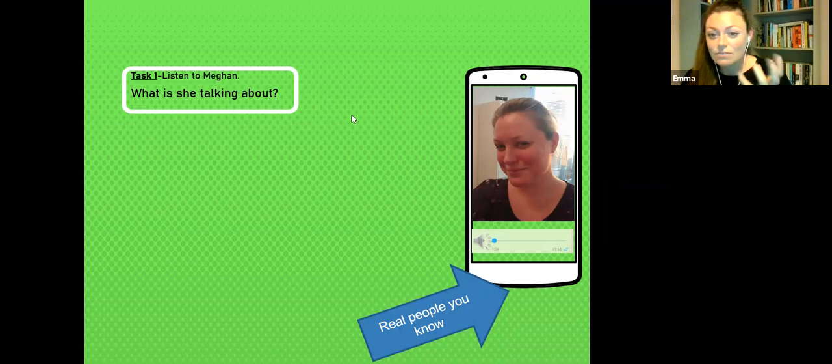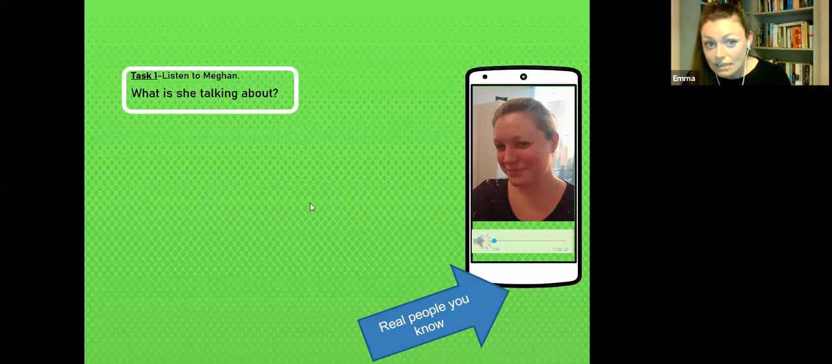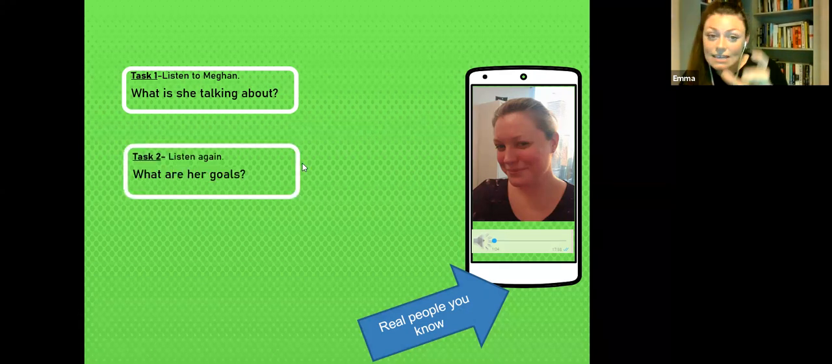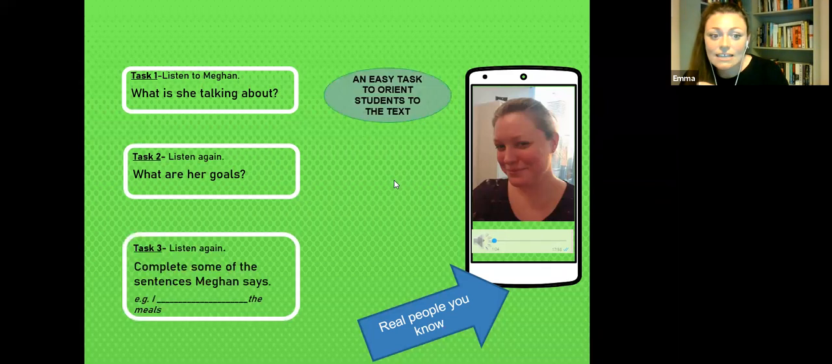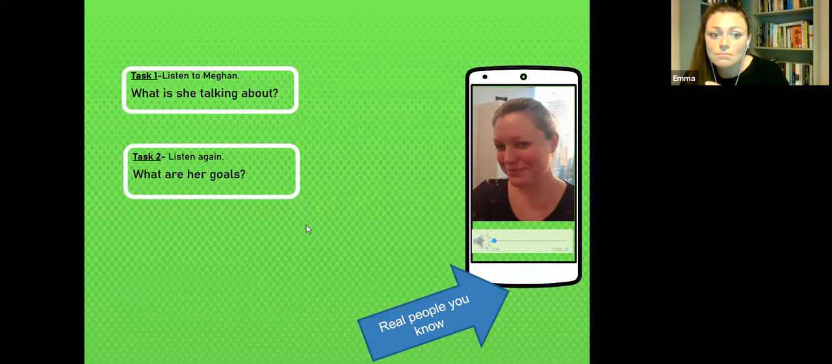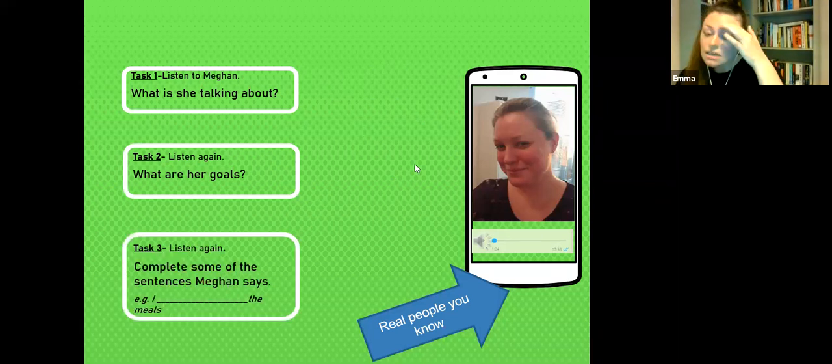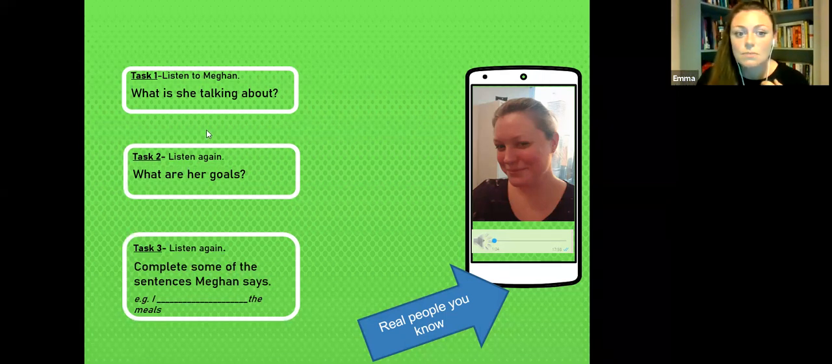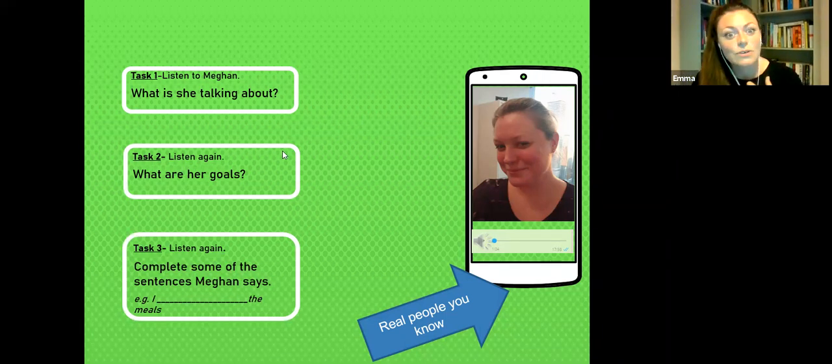So a classic sequence for a bit of listening might be, listen for what the person is talking about, then maybe listen again. This is like a detail task. And then finally work on maybe something perceptually difficult within the text. So this would be a really classic Delta or DIP listening staging of a lesson with a very small amount of audio. We're talking about 20 or 30 seconds worth of audio here, yeah?